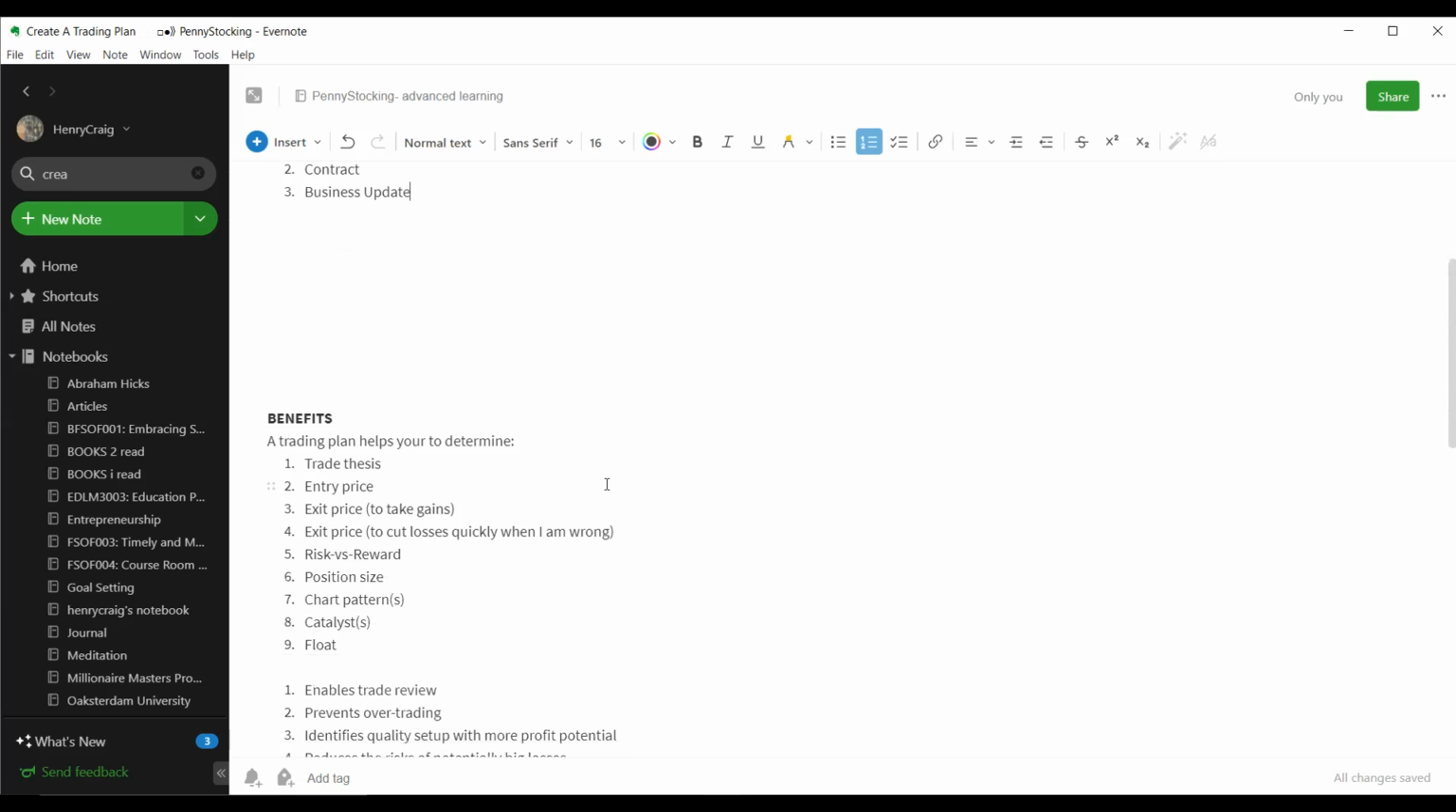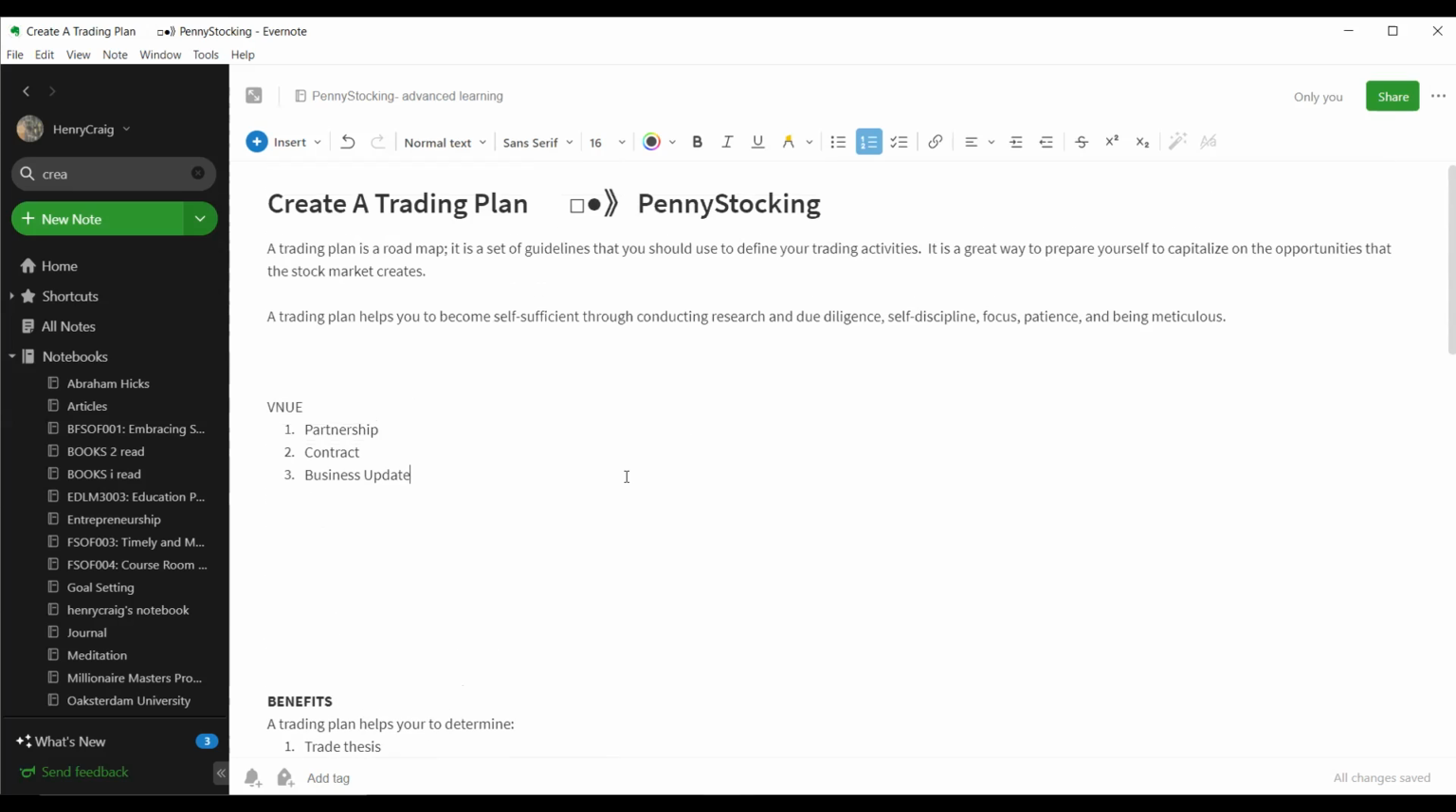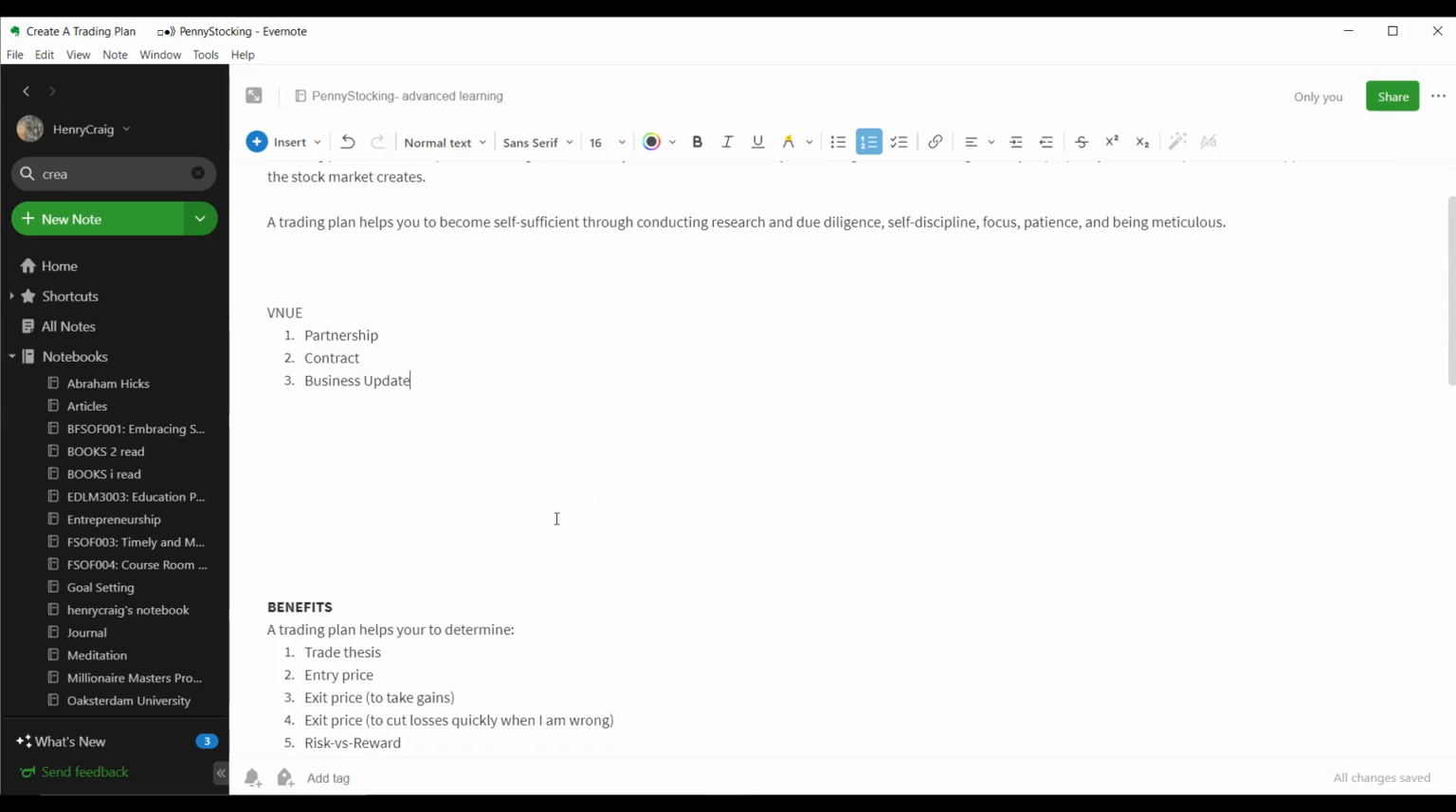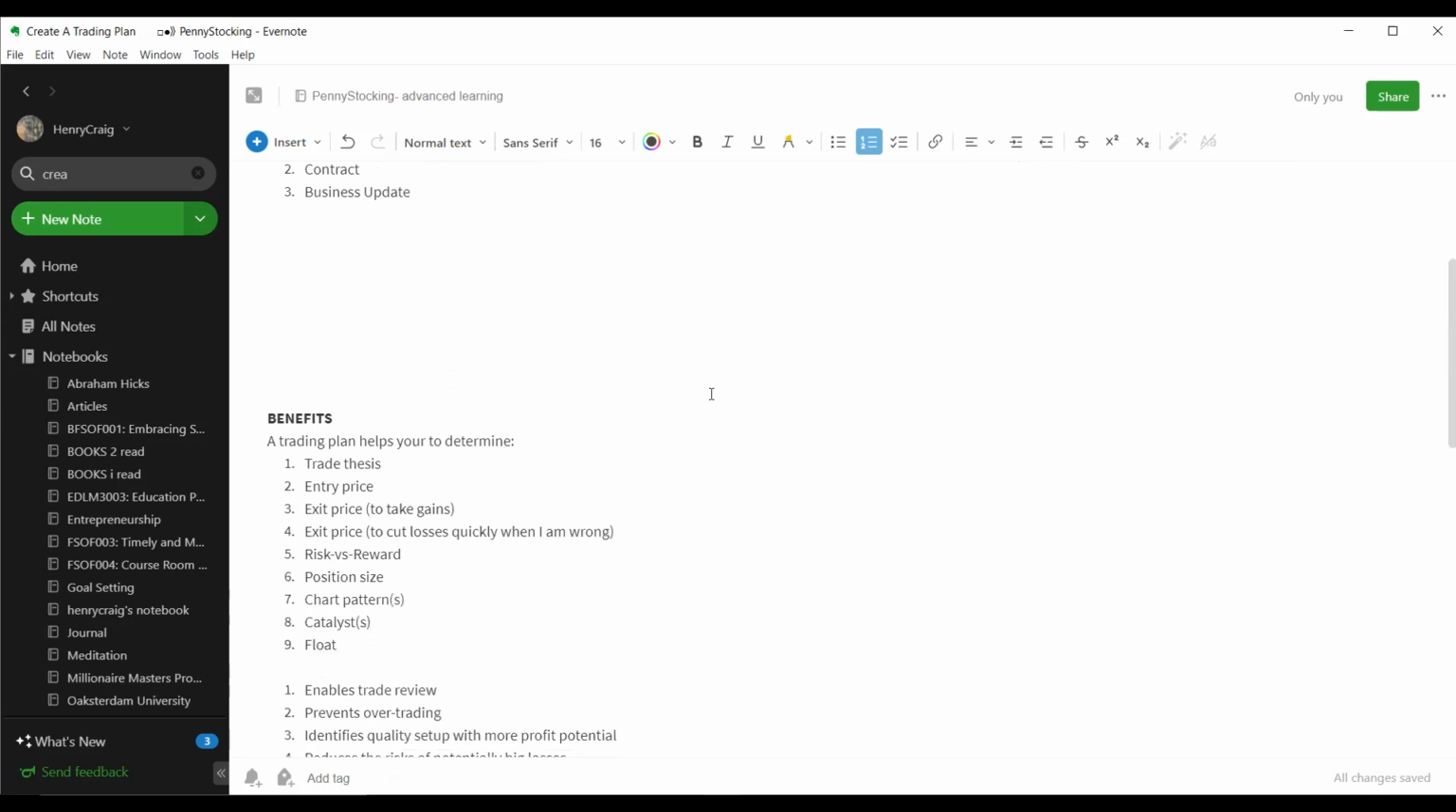All right, so today in this video, we will create a trading plan for the penny stock VNUE that has three catalysts. It has a partnership, it has a contract, and it also has a company business update. What are some of the features that compose a trading plan?